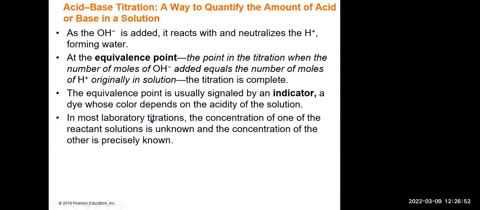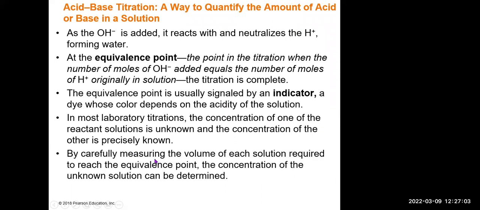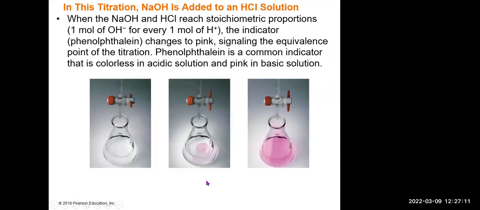In most laboratory titrations, the concentration of one of the reactant solutions is unknown. The concentration of the other one is precisely known. By carefully measuring the volume of each solution required to reach the equivalent point, the concentration of the unknown solution can be determined. And in this titration, NaOH is added to HCl again.